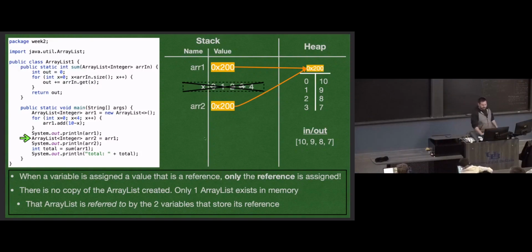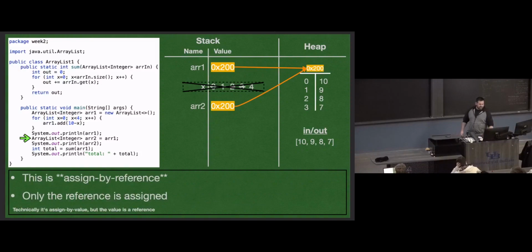This expression that's just R1, it resolves to whatever's sitting next to it on the stack. You don't follow the arrow and start messing around over in the heap. No, it's the reference. That's it. R1 just stores a reference. When you assign something the value of R1, it's just the reference. So R1 and R2, these variables both store a reference to the same array list. They both refer to the same array list. This is called assigned by reference.